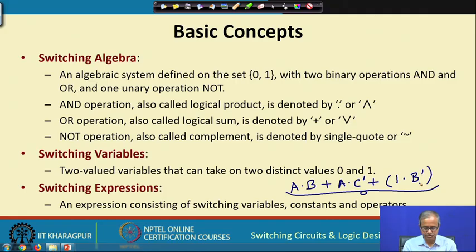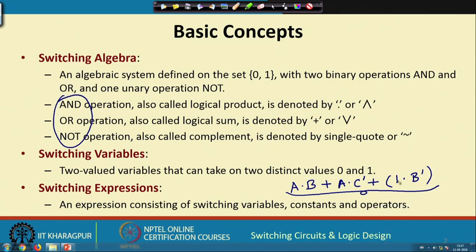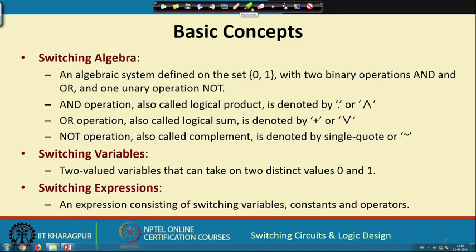Now, you observe that in a switching expression you have nothing other than and, or and not, because these are the 3 fundamental operators. Of course, you can use brackets or parentheses, and you can also use the constants 0 and 1 in the expression if you require. So, there can be any number of variables, constants and one of these 3 operators. The idea is very simple here, switching expression.